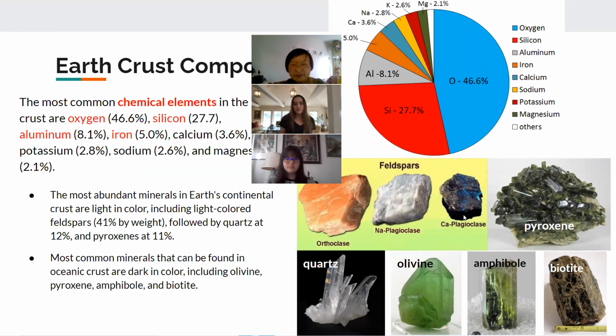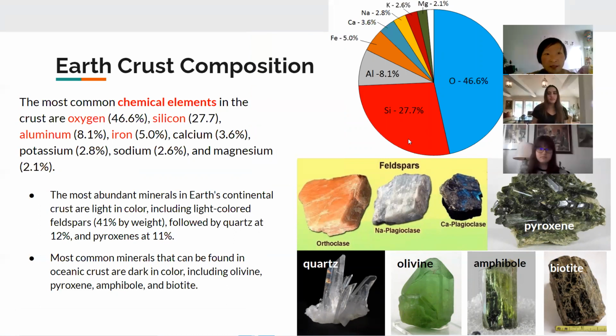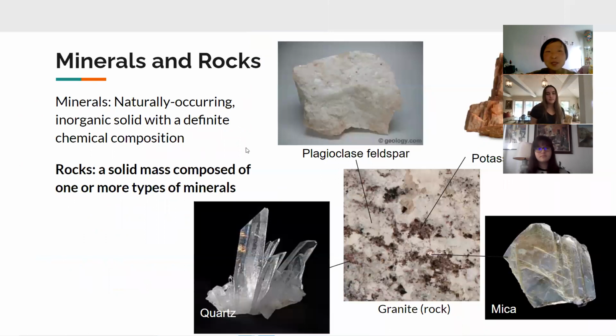So how do we define a mineral? What is a mineral? It's not a rock, by the way, it's a mineral. A mineral is naturally occurring and inorganic. It's not living things. It should be solid. And the most important thing, it has a definite chemical composition and a defined structure within it.